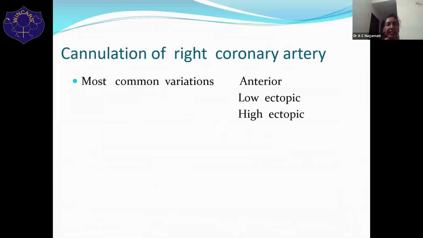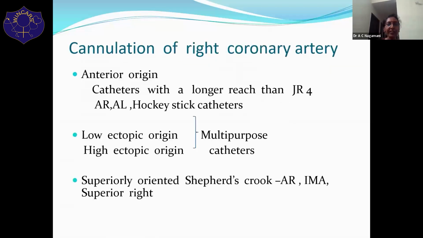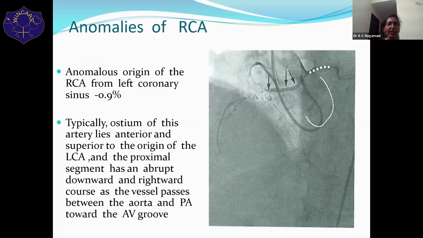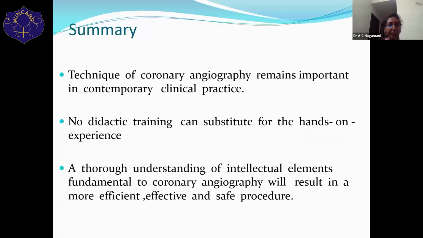And for the cannulation of right coronary artery, as we know, we always struggle to cannulate the right coronary artery because the most common variations with right coronary would be high origin or low or anterior ostium. For low ectopic origin and high ectopic origin, multipurpose catheters are very useful. For anterior origin, catheters with a longer reach are useful. Anomalous origin of RCA from left sinus is around 0.9%, where the ostium lies anterior and superior. So you need to use a different catheter and different maneuver.